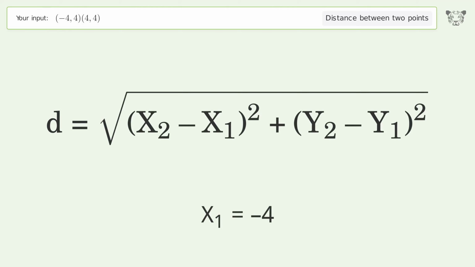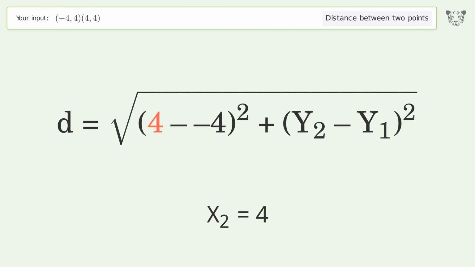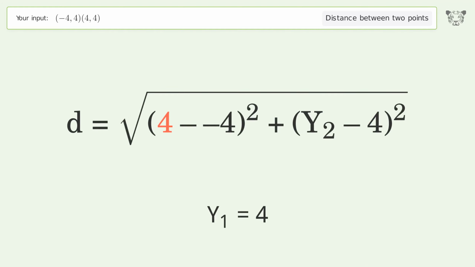x1 equals -4. x2 equals 4. y1 equals 4. y2 equals 4.